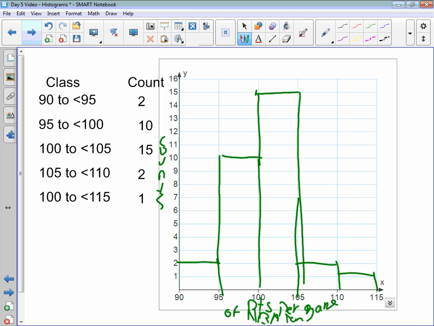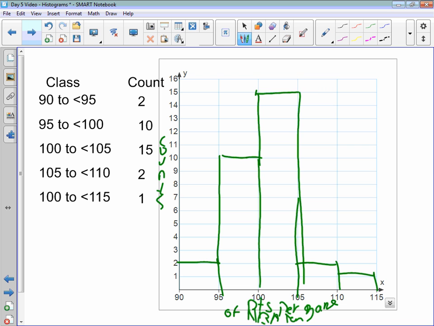And there's our histogram. And so we can see the shape, and you can see that most of the teams are centered around 100 to 105. Most of the teams score in this range. Very few teams score outside of the range of 95 to 105. There's only a few. And so now we can start to talk about the distribution.